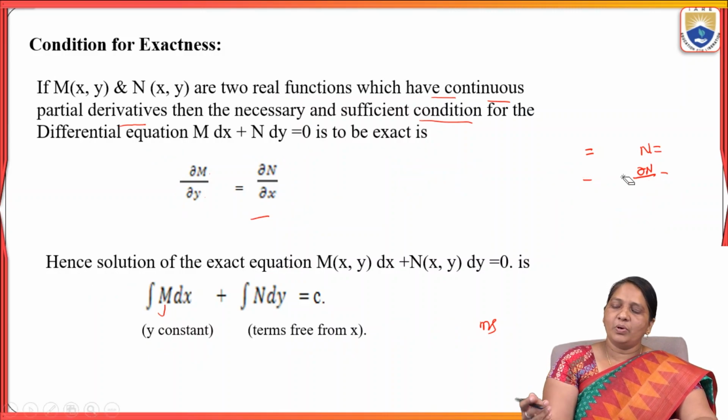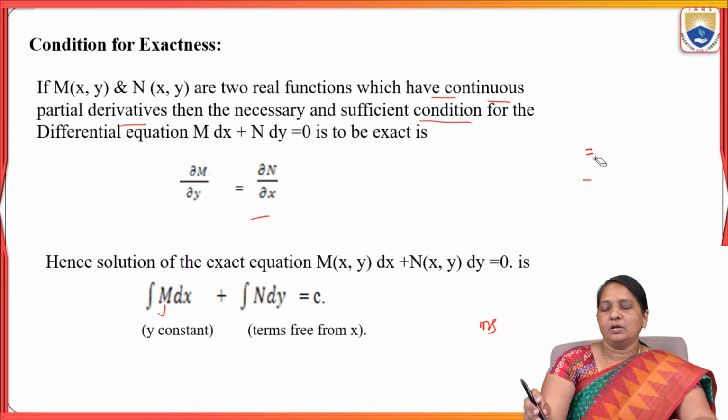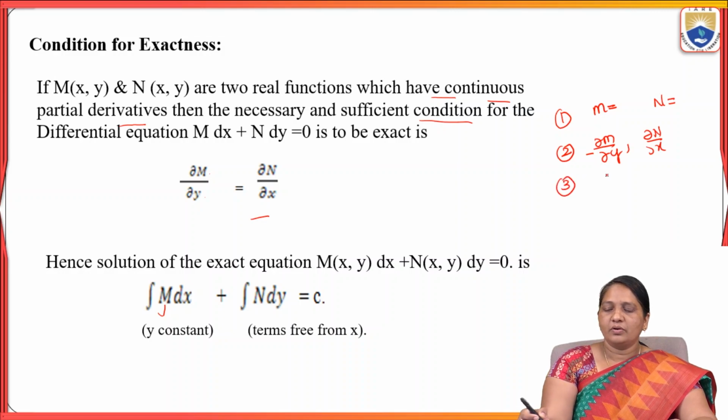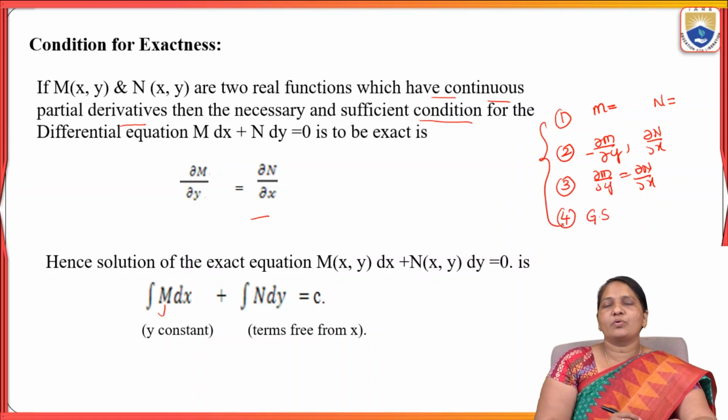Here in the problem, what we have to solve. In the first step, we have to know what M is and what the N value is. In the second step, we are going to find ∂M/∂y and ∂N/∂x, and after that we are going to check whether these two values are equal or not. If they are equal, then we go for the general solution. These are the steps we follow to solve exact differential equations.